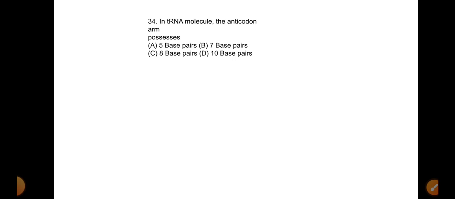Out of these, you have to choose the correct option, that is how many base pairs are present in the anticodon arm. 35, T psi C arm in the tRNA molecule possesses the sequence. So out of these, again choose the option. 36, double helical structure model of DNA was proposed by.